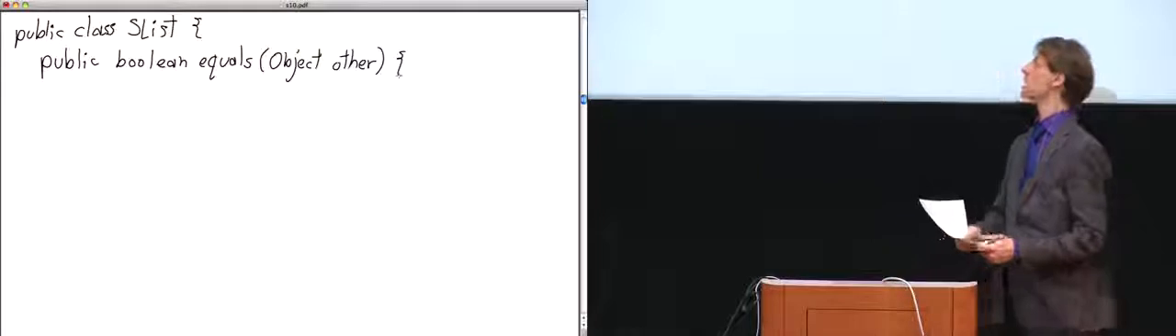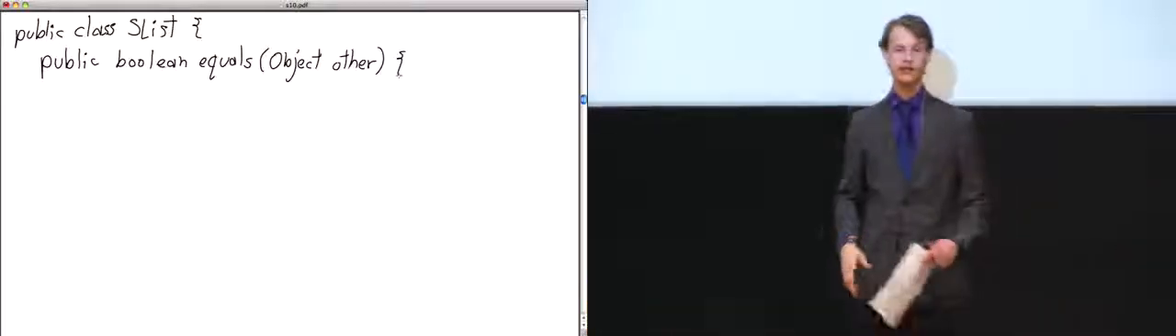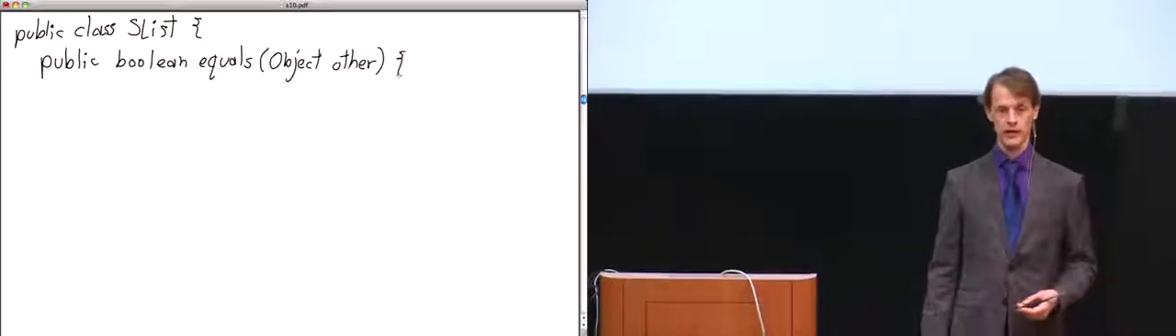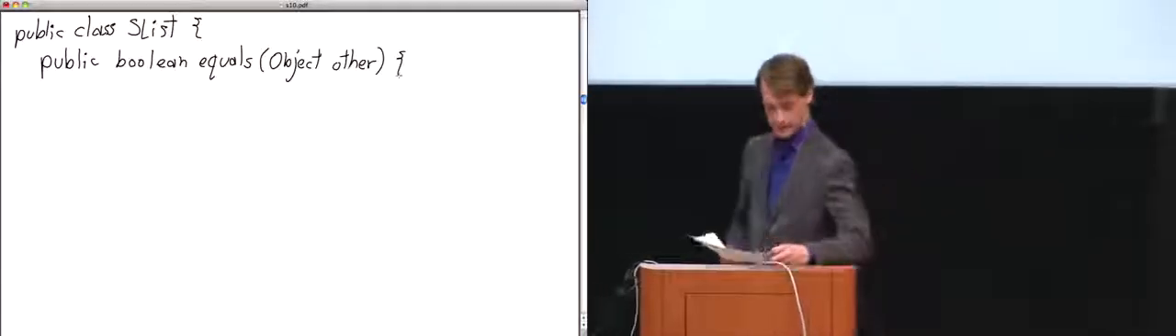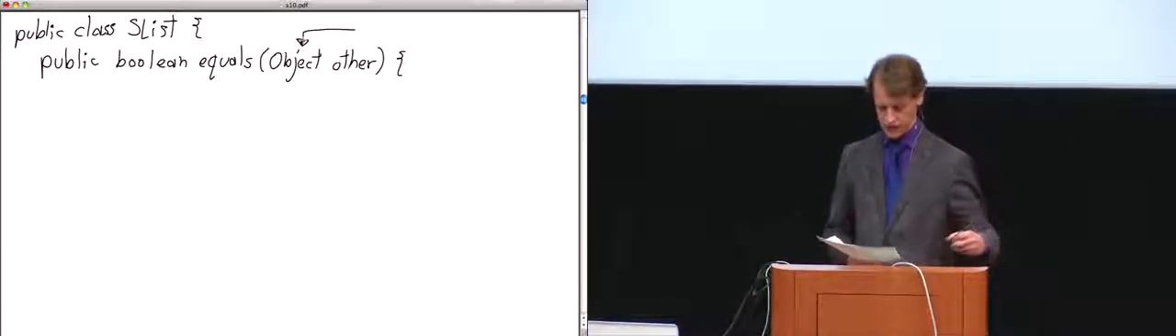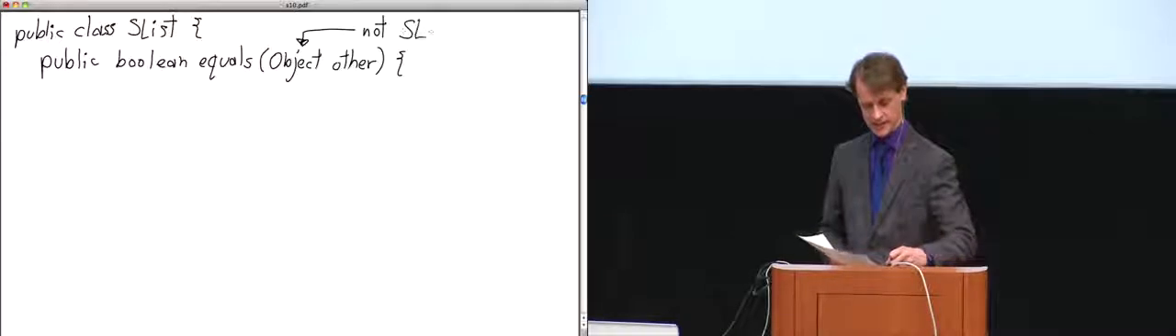So my equals method is going to take in an object called other and compare it to this S-list. And if you are writing a dot equals method for a class, you might be really, really tempted to change the signature and make this object be an S-list. But you must resist that temptation. Do not make the parameter an S-list.